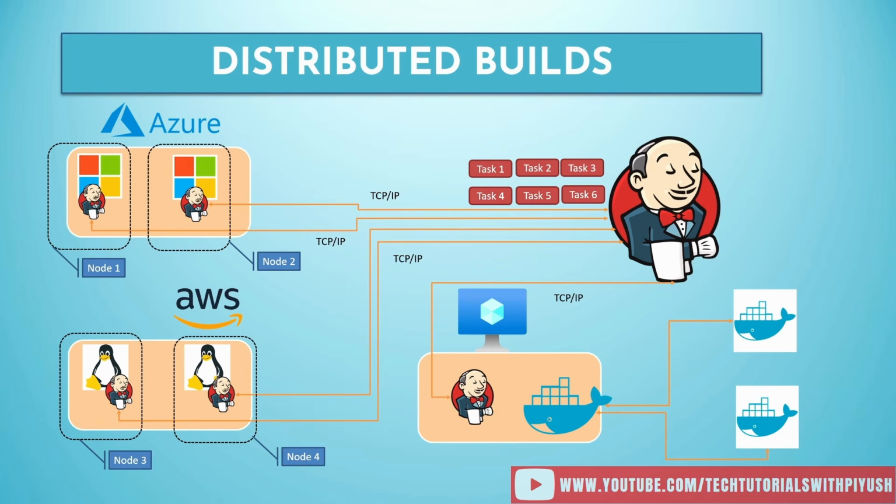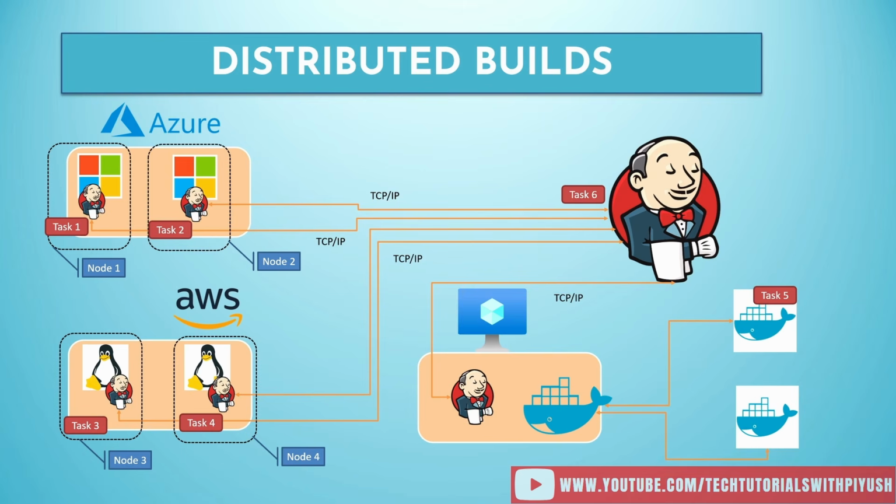Let's assume Jenkins has multiple tasks to be executed. Instead of running everything on Jenkins master itself, it distributes the workload among all the nodes that it has. So let's say task 1 can be assigned to node 1, task 2 can be assigned to node 2. So those two tasks will run on Windows based machine. Task 3 and task 4 will be assigned to node 3 and 4 respectively, and task 5 and 6 can be run on these Docker containers.